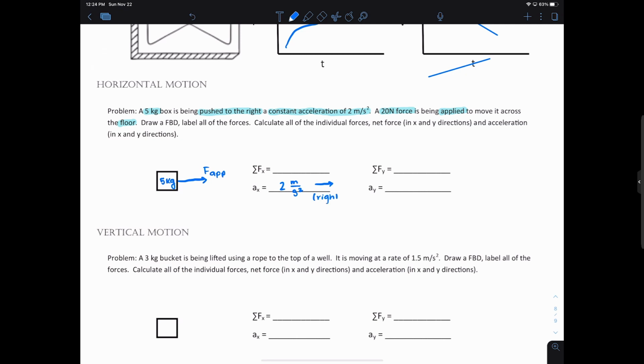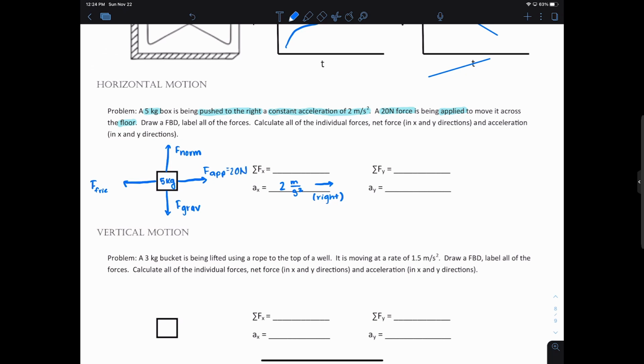The next thing we know is, what else do we have? We have the force of gravity going down. We're going to have a normal force because it's going to be supported by the floor. It is going to probably have friction because it's moving across the floor. So we've got all of our forces written down, and then going back and reading in the problem statement, it says there's a 20 Newton force being applied to move it across the floor. So we can fill in our F applied as being 20 Newtons.